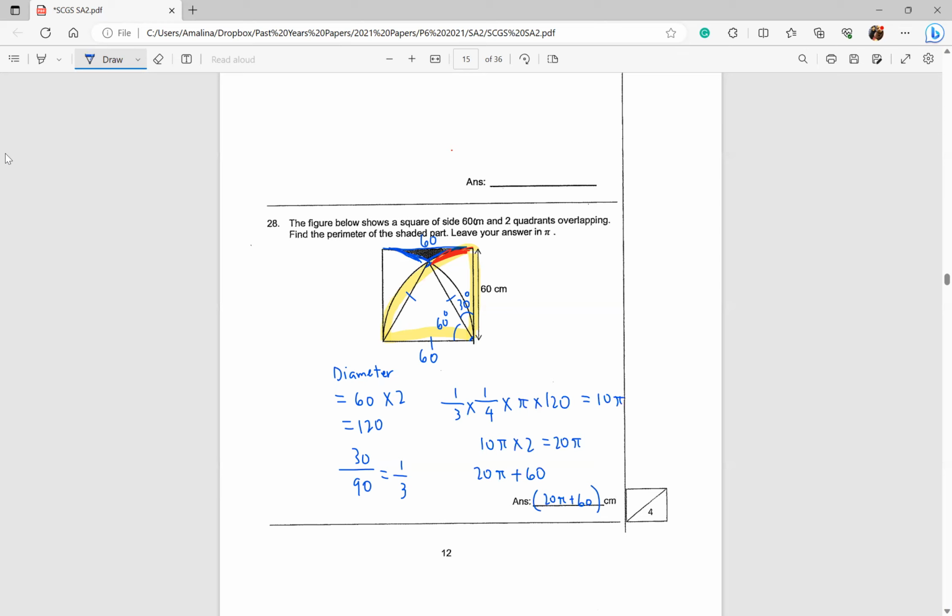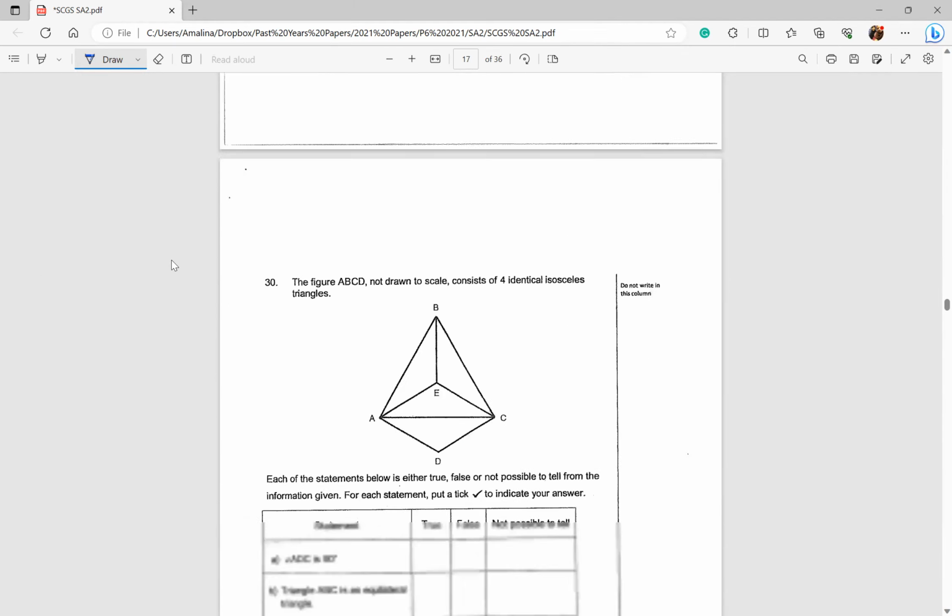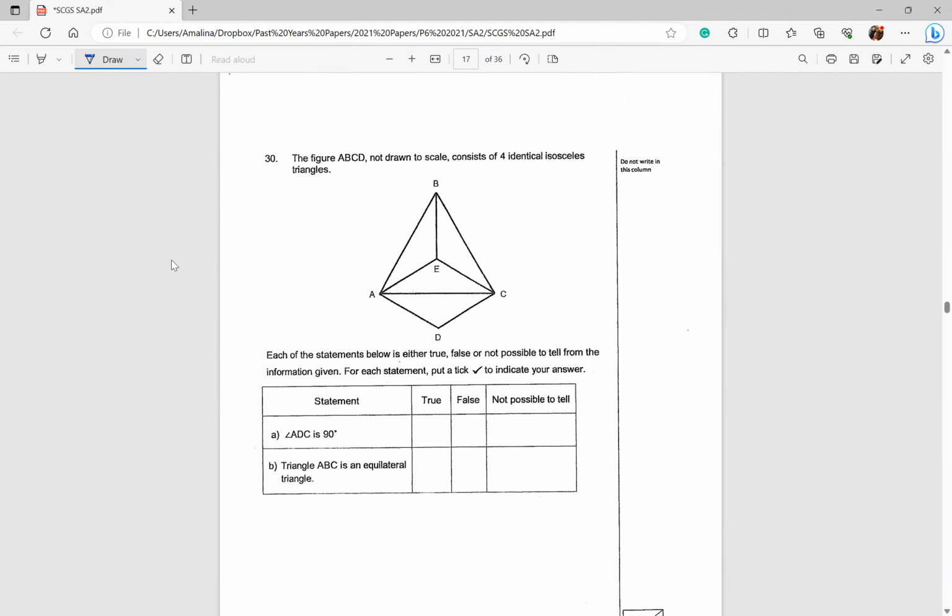Now, one more question, question number 30. So that will be the last one for this booklet B. Okay, the figure ABCD, not drawn to scale, consists of 4 identical isosceles triangles. Now, each of the statements below is either true, false, or not possible to tell from the information given. So for each statement, put a tick to indicate your answer. Okay, so part A, angle ADC is 90 degrees.